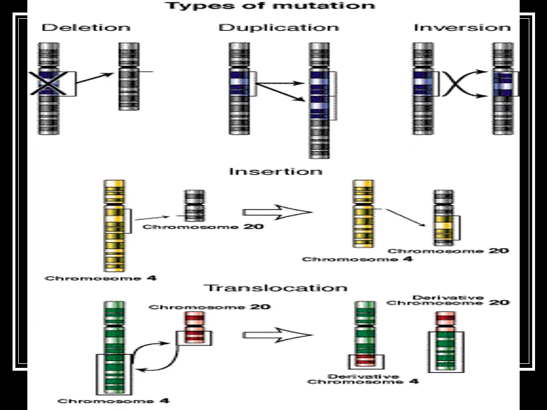Insertion is when you take a piece of one chromosome and insert it in another, and that typically messes up two chromosomes, so it's not a good thing. Translocation means to change location. This is like crossing over, except between chromosomes that are not homologous. So you take a piece of each and you swap it, and you basically mess up both of these chromosomes.